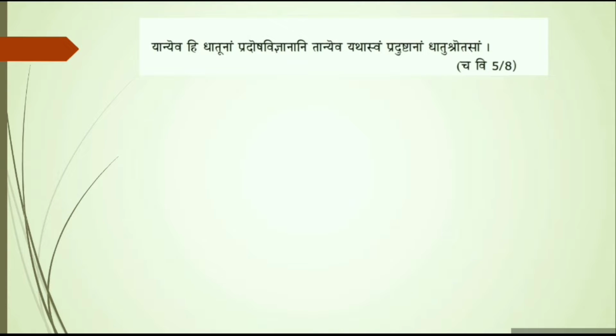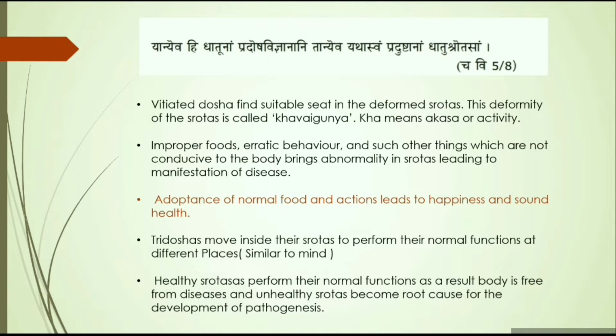यावन्ते हि धातूनां प्रदोषविज्ञानानि तान्येव यथा स्वं प्रदुष्टानां धातुश्रोतसां. Vitiated dosha finds a suitable seat in the deformed Srotas. This deformity of the Srotas is called Khavaigunya. Kha means Akasha or space. Improper foods, erratic behavior, and such other things which are not conducive to the body bring abnormality in Srotas, leading to manifestation of disease. Adoption of normal food and action leads to happiness and sound health.